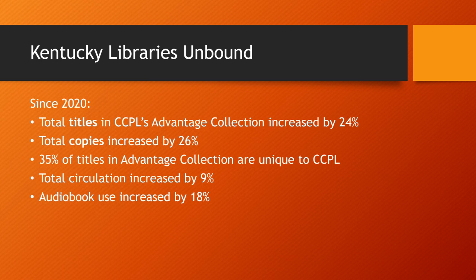Since 2020, Kentucky Libraries Unbound has really taken off for us. The total titles in the collection increased by 24%. Total copies increased by 26%. 35% of our Advantage collection are unique to CCPL. Total circulation increased by 9%. Audiobook use increased by 18%. And again, a lot of this was due to aggressively filling holds during COVID and the collection just really taking off and continuing to grow for us.